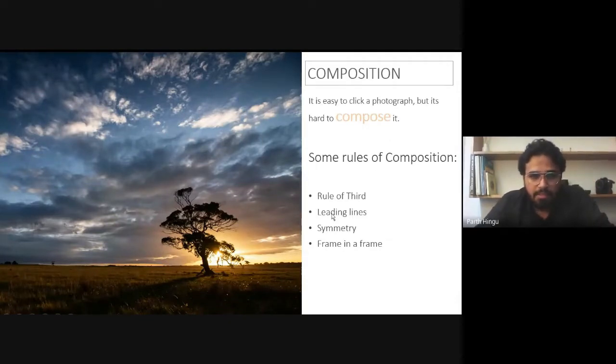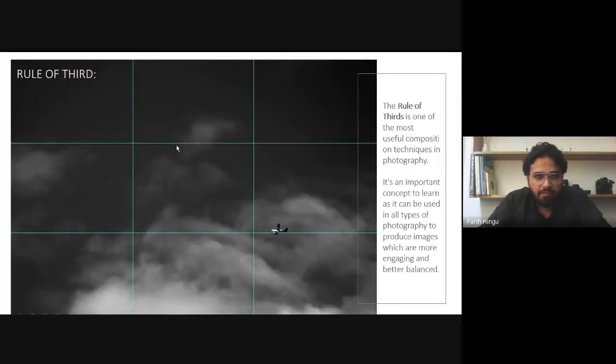There is the rule of thirds. There are leading lines, symmetry, and a frame in a frame. There are 2 or 3 extra, but when you see with your naked eye you can just frame in your eye, and then capture it from the camera. So what is the rule of thirds? Dividing a photo into 3 vertical and 3 horizontal parts. This is the rule of thirds, and the subject of your image must be on these points.